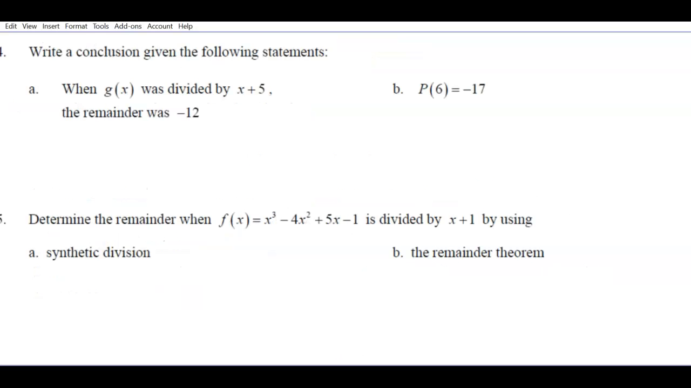Okay, so write a conclusion given the following statements. When g of x was divided by x plus 5, so we don't even know what g of x is, but when it was divided, the remainder was negative 12. So that means that g of negative 5 equals negative 12 by the remainder theorem. Opposite sign of the constant substituted in gives you the remainder.